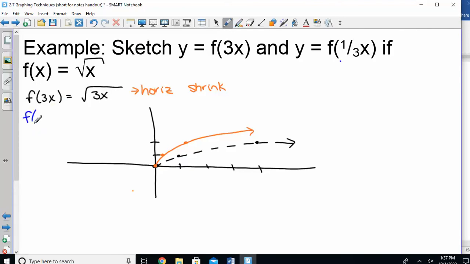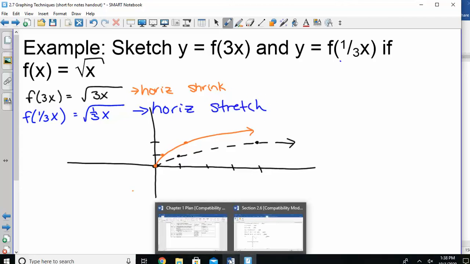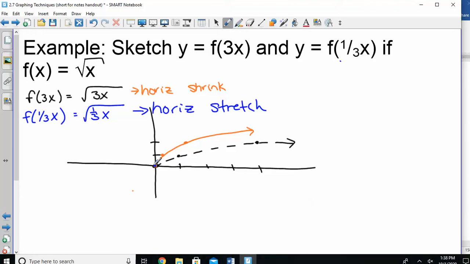Second one, I want f of 1/3 x. So since that 1/3 is smaller than 1, we know it does the opposite. This is going to be a horizontal stretch. Okay, so it's essentially going to take my x's and divide them by 1/3, which is the same as multiplying by 3. So we start, this has an x value of 0, and 0 times 3 is still 0. This had an x value of 1, so where does that move to? 3.